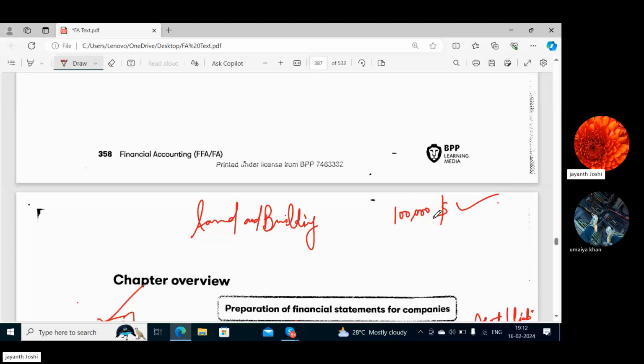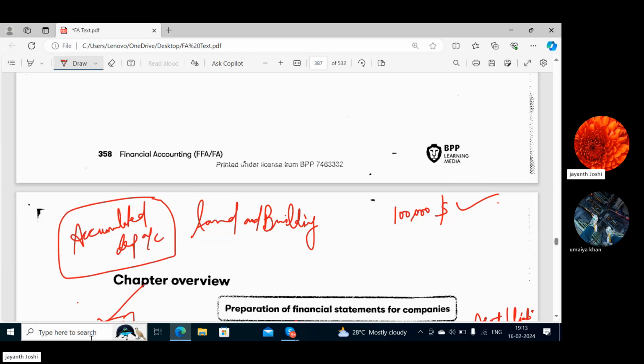You will also depreciate this $100,000 worth of land and building. Every year you will depreciate this. I'm not denying that fact as well. Every year you will be preparing an accumulated depreciation account.